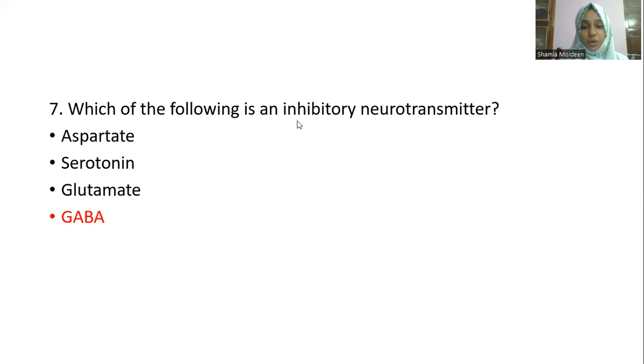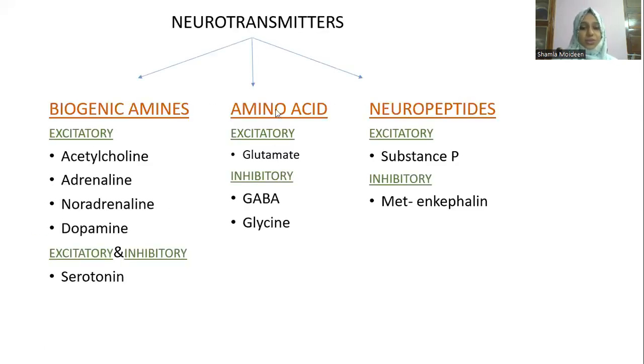Seventh one, which of the following is an inhibitory neurotransmitter? The options are aspartate, serotonin, glutamate, GABA. The answer is GABA. Neurotransmitters are classified into 3: biogenic amines, amino acids, and neuropeptides, and they are again classified depending upon their action or mechanism, like excitatory or inhibitory.